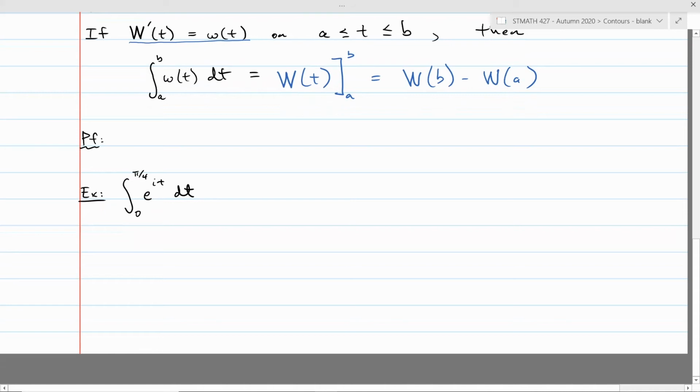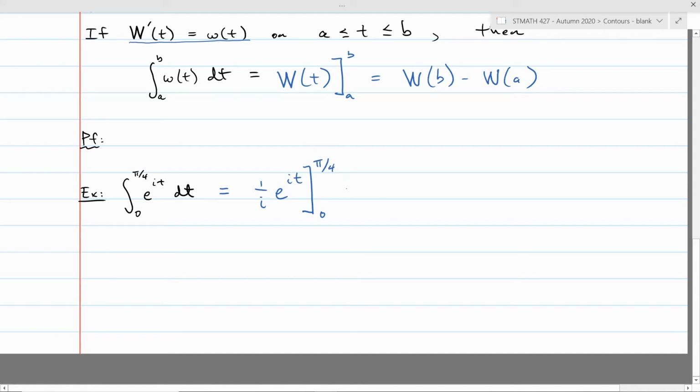It does make calculating these sorts of integrals a little easier when you see that you can apply it, when you see an antiderivative. For example, for the function e to the it, because I know how to integrate e to the constant times x from calculus 1, I can see that the antiderivative has to be 1 over i times e to the it. Well, sure. Just check real quick. If you differentiate 1 over i times e to the it, you get e to the it.